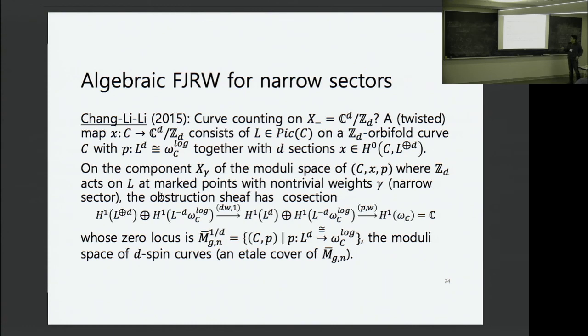So the map should consist of this data. There is a trivial line bundle on C^D. You can pull it back to C. And so you should be able to choose a line bundle on C. And then your C has an orbifold structure. It's an orbifold curve. And this Z_D quotient tells me that this power of L should be isomorphic to the log canonical sheaf on C. And then a map to C^D means that you have to choose sections of the line bundle.